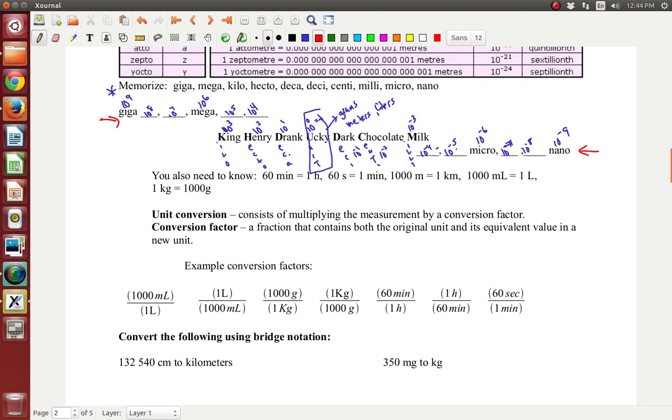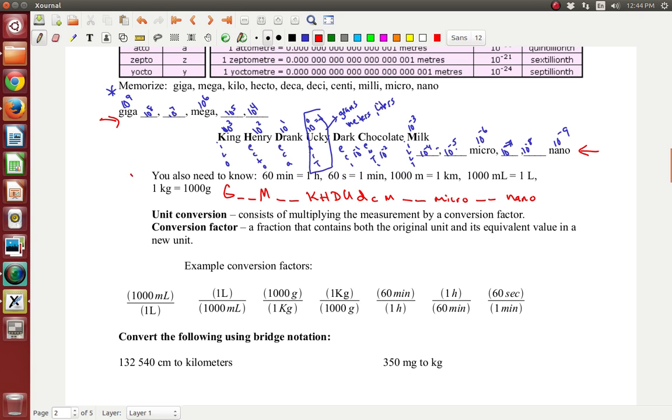What I want you to be able to do is write G for giga, space, space, M for mega, space, space, King Henry drank Ucky, and then I usually like to use lowercase letters for the small ones: dark chocolate milk, space, space, micro, space, space, nano. And I usually write the word micro because milli and micro both start with a lowercase m.